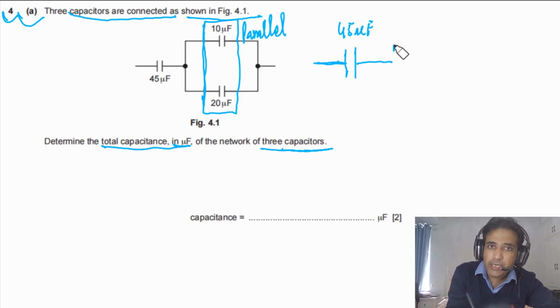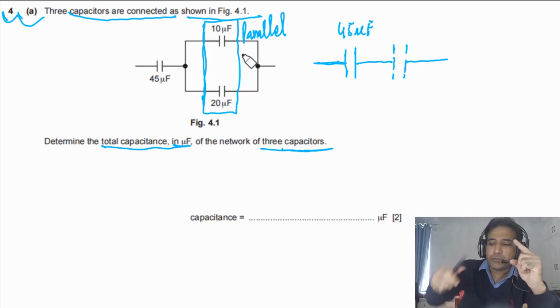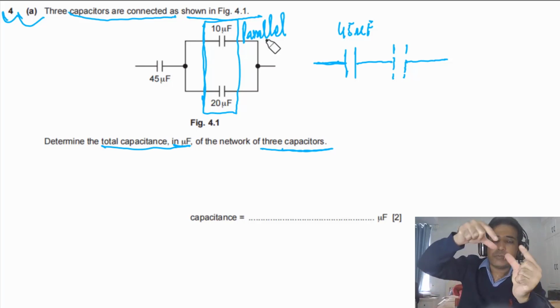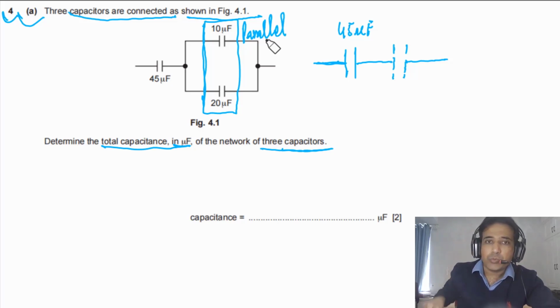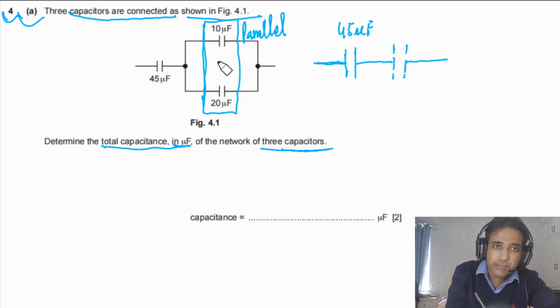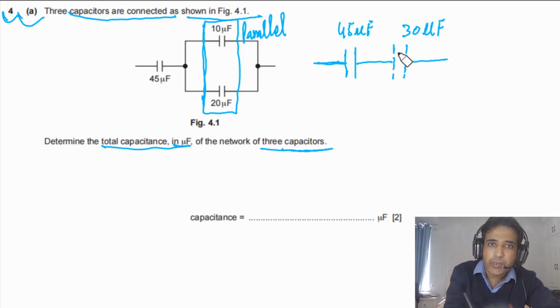And here we have the resultant of two capacitors in parallel. Because they are connected in parallel, it's just like a big plate. Imagine we have two plates here and two plates here; if you combine them, this becomes a big plate. So we need to add the capacitances of these two capacitors. This one is 30 microfarad. Now what is the total capacitance?